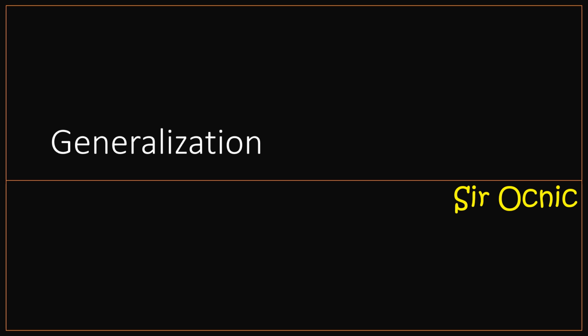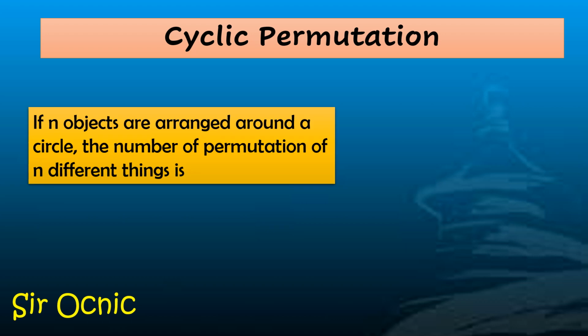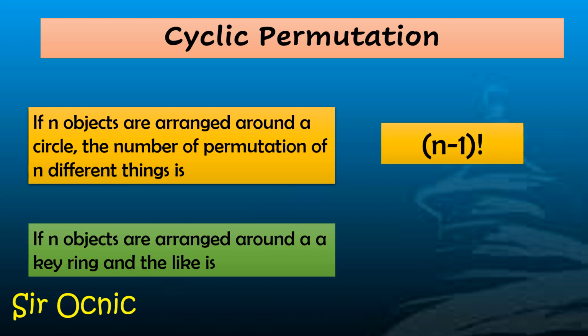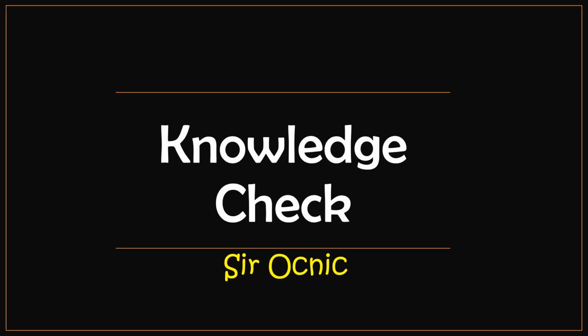Let us now summarize what we have discussed in this video. If n objects are arranged around a circle, the number of permutations of n different things is (n minus 1) factorial. If n objects are arranged around a keyring and the like, you are going to use (n minus 1) factorial all over 2.